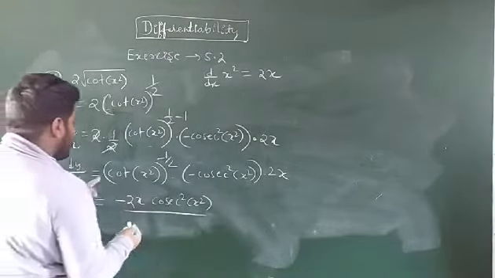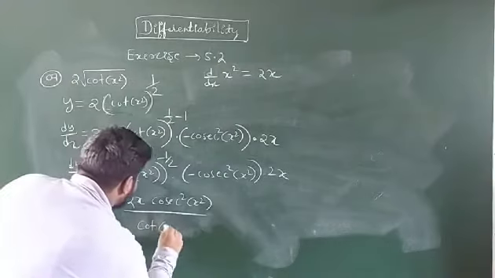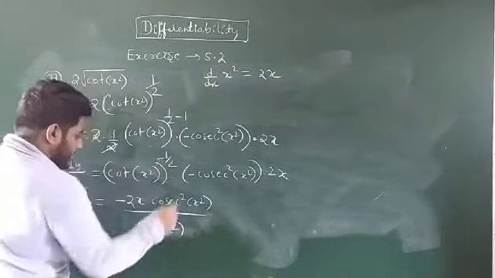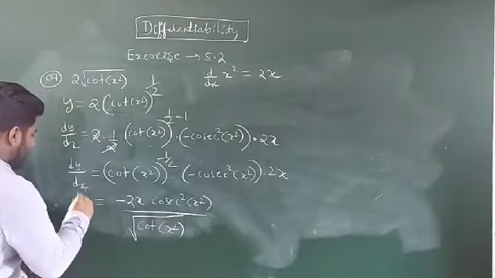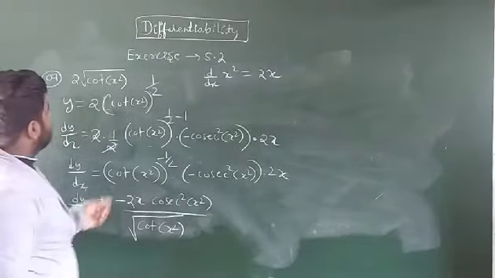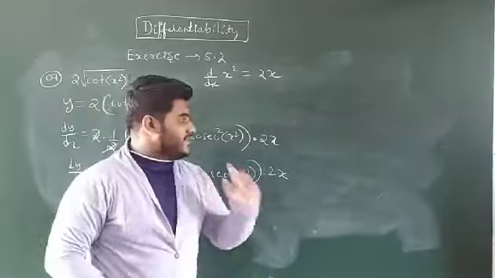You can take it in the denominator. So what are you getting? Cot x square raised to 1 by 2. Instead of taking 1 by 2, I will take a square root. So this is the answer for this question, dy by dx of this function.